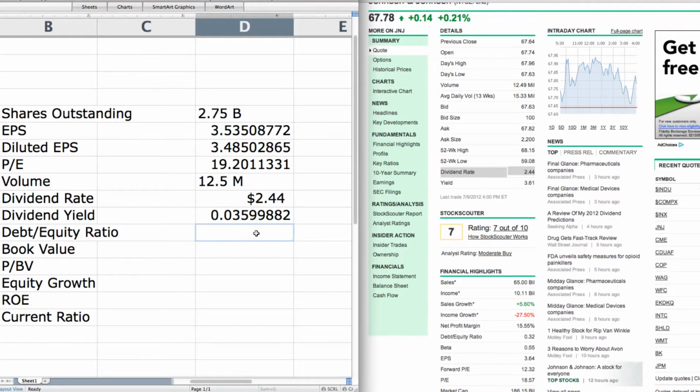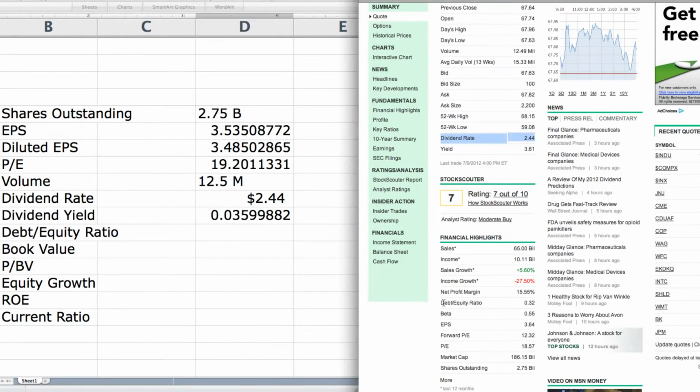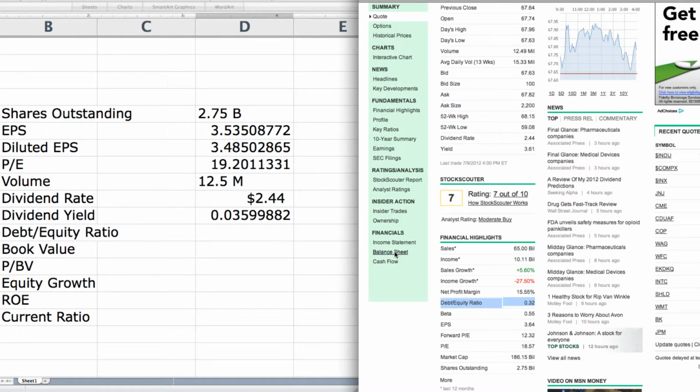Okay, so the debt to equity ratio. This number is reported on the top level page as well. If we go here to debt to equity ratio, you can see it's 0.32. That's good. We're looking for anything under 0.5. That's going to give us a nice, healthy company. How this number is calculated is you have to go to the balance sheet in order to calculate that number. So when we go to the balance sheet, we go ahead and click here.